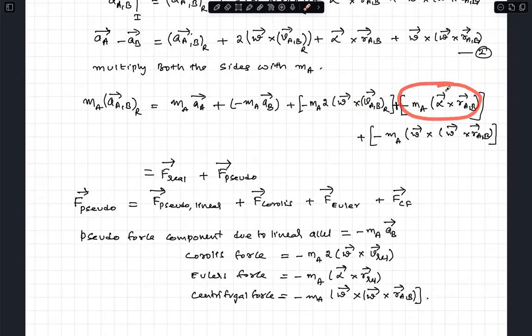Next, followed by this term. This you are already aware of. Alpha bar times R bar. That is called Euler force. Minus of this term, this is nothing but centripetal acceleration. But minus times is there. So it will become centrifugal force. So how many forces have I introduced now? Four. One is pseudo force linear. Next is Coriolis force. Third is Euler force. Fourth is centrifugal force. That's all. I want to teach only this.